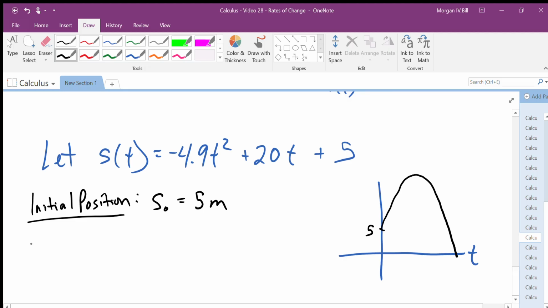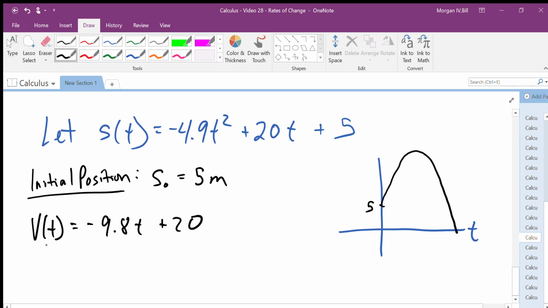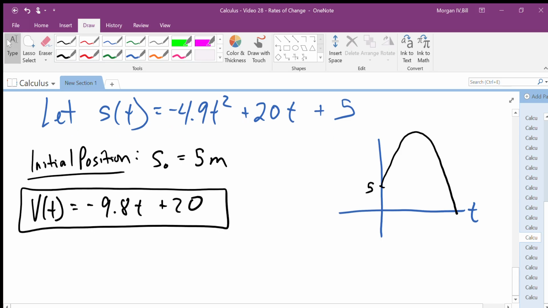What is the velocity function v of t? We know the velocity function is the derivative of the position function. So we'll take the derivative of the position. We'll get negative 9.8 t plus 20. All right, so there's our velocity function. What is initial velocity? In other words, at what speed are we throwing the ball up? Or at what initial speed is the rocket taking off and being launched into the air? Right? It starts at a height of 5, but at what velocity does it take off with?